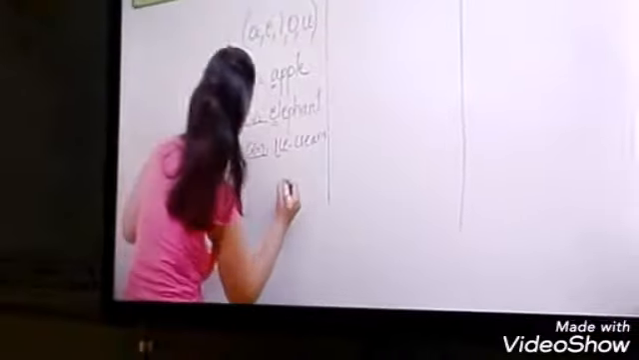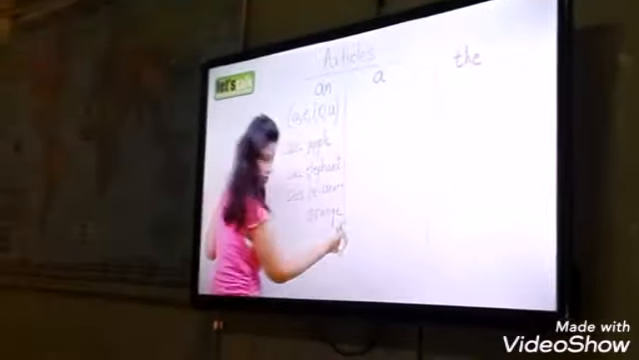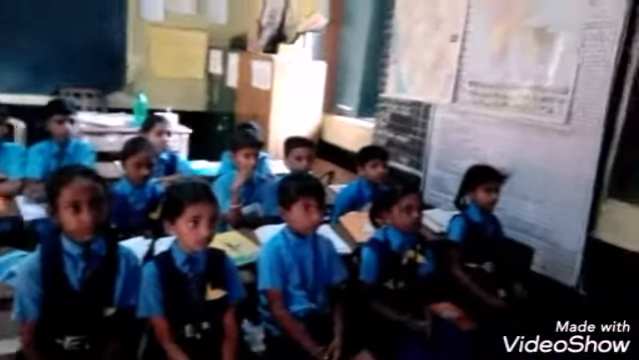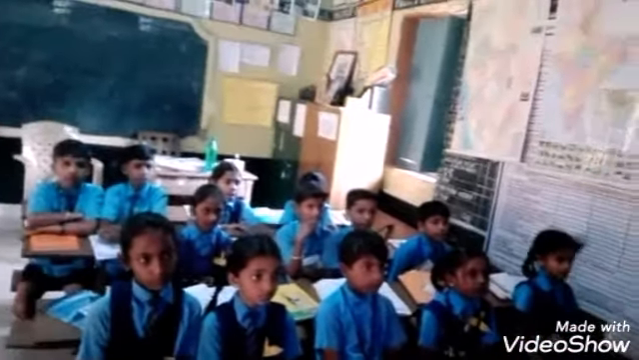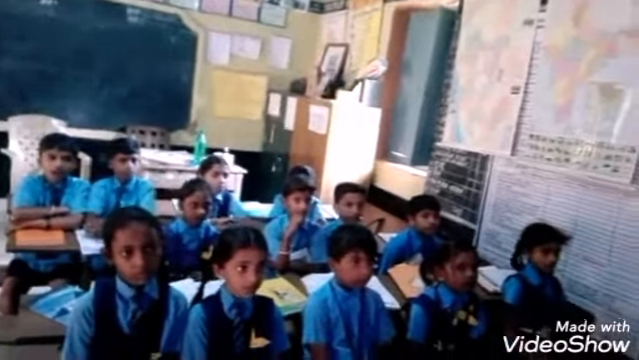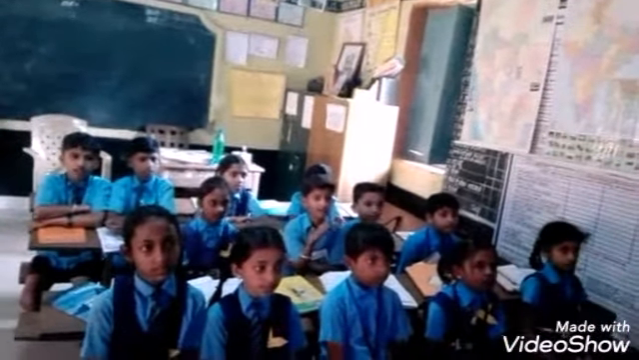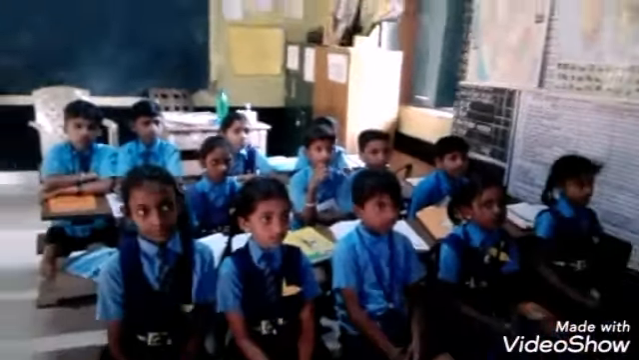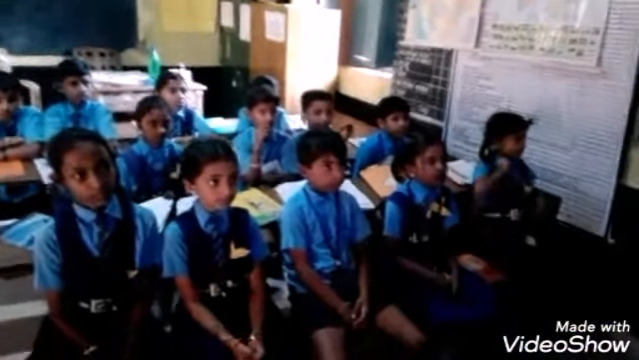Ice cream. So, an ice cream. Orange, an orange. The last one is umbrella, an umbrella. So we have learned that we have to use the article an before a word beginning with a vowel.